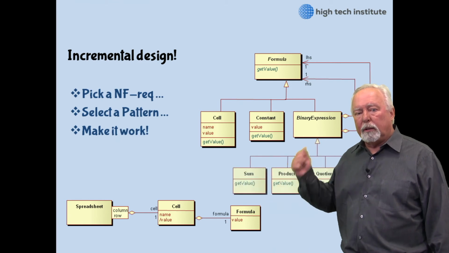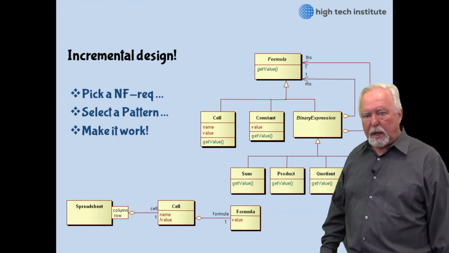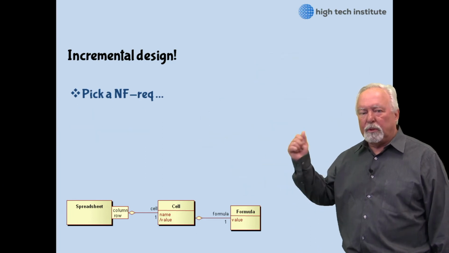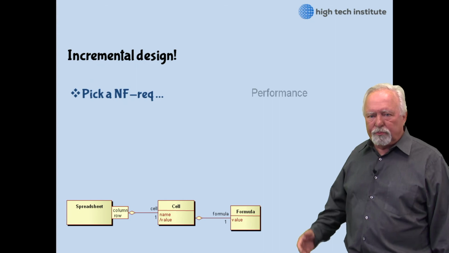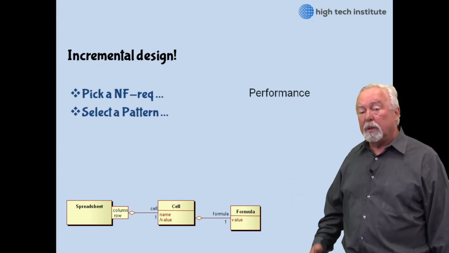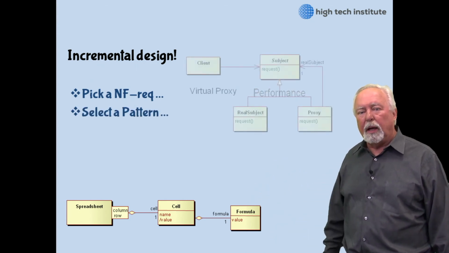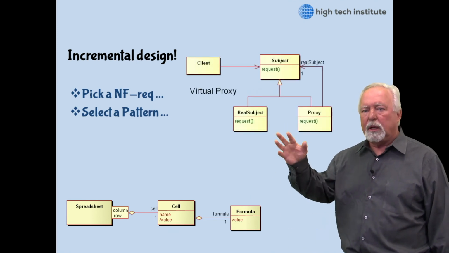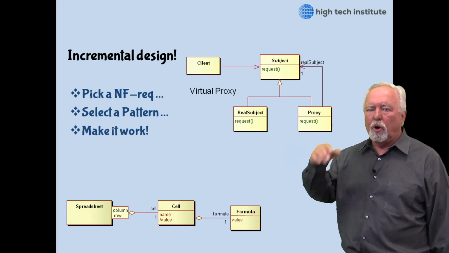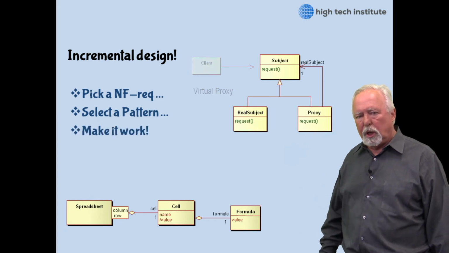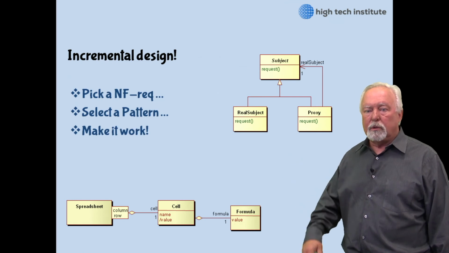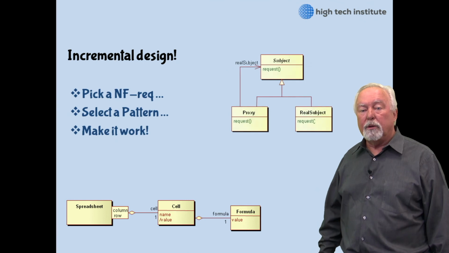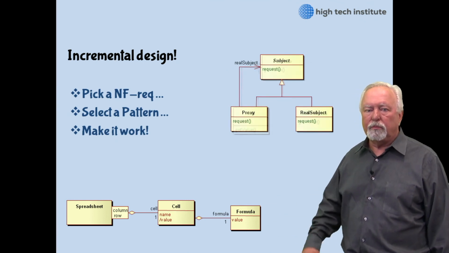Another non-functional requirement that comes next is performance. Performance can be addressed by a virtual proxy. Proxy means that the proxy caches some information from a subject. So you integrate that in your design again, so you make that work, and then you go to the next non-functional requirement.